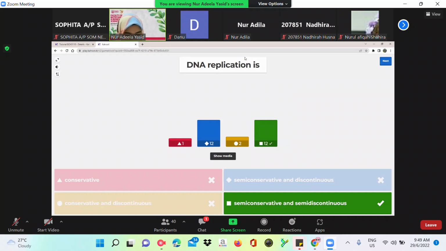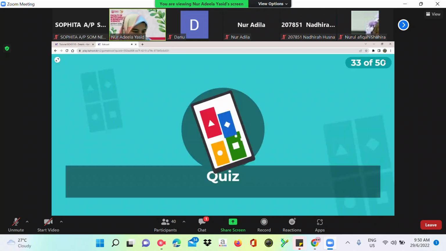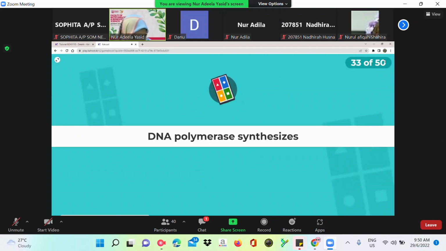Is it semi-conservative and discontinuous, or semi-conservative and semi-discontinuous? So it is important to understand the terms. What is conservative replication? What does dispersive replication mean? What is semi-conservative? And also what does semi-discontinuous mean? Okay, next one.